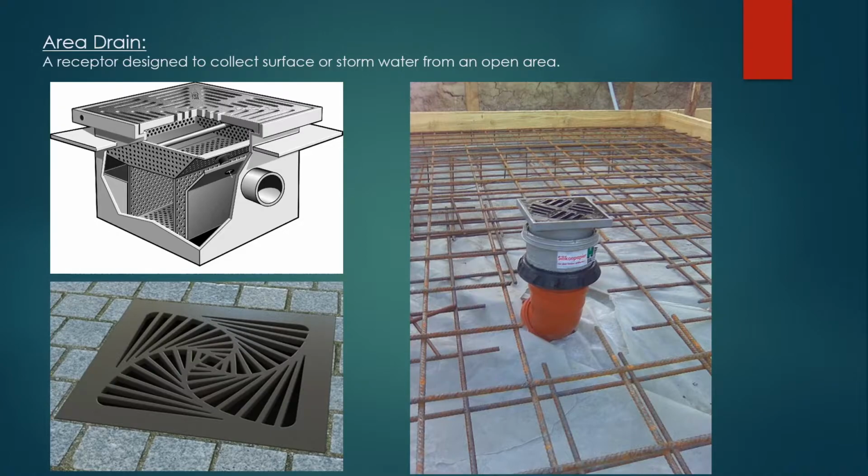Next is area drain. This is a receptor designed to collect surface or storm water from an open area. This is basically what you'll see in outdoor areas. You'll have either some sort of concrete or stone or brick, and it'll be slightly angled so that it will feed into this area drain.